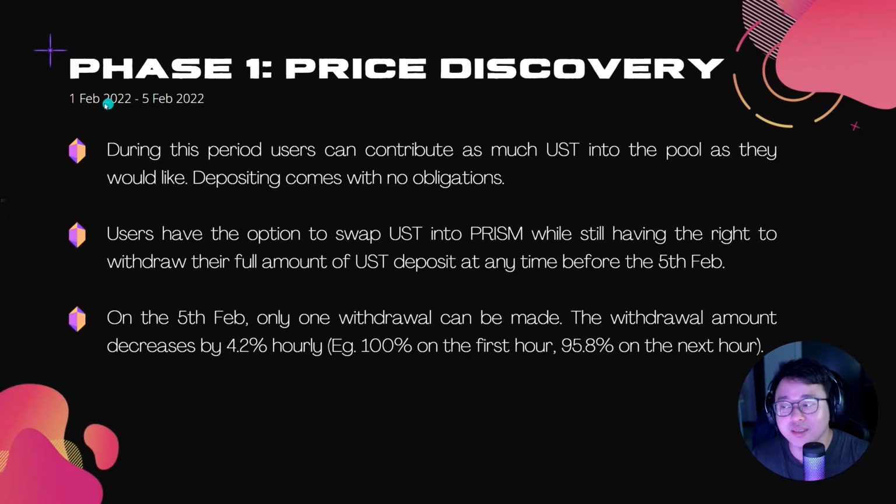So phase 1 will last from 1st February to 5th February. Again, there's about 36 hours left depending on when you watch this video. And you can deposit any amount of UST into this pool right now. Before the 5th of February, you can withdraw as much as you want. But on the 5th of February, you can only withdraw one time. And the withdrawal amount decreases by 4.2% hourly. So it's going to be 100% on the first hour. And as it goes along, like 12 hours later, you can only withdraw about half of it.